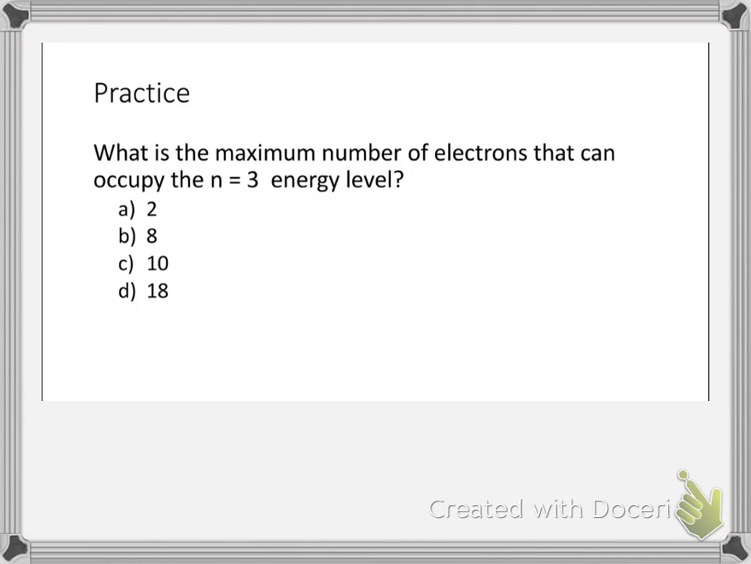Okay, let's try another. You can pause if you want to try to answer it before I just go on. All right, what is the maximum number of electrons that can occupy the N equals 3 energy level? Okay, so I'm in the 3rd energy level, and this is what I think to myself. The number of the energy level tells me how many sublevels. So the 3rd energy level would be S, P, and D sublevels.